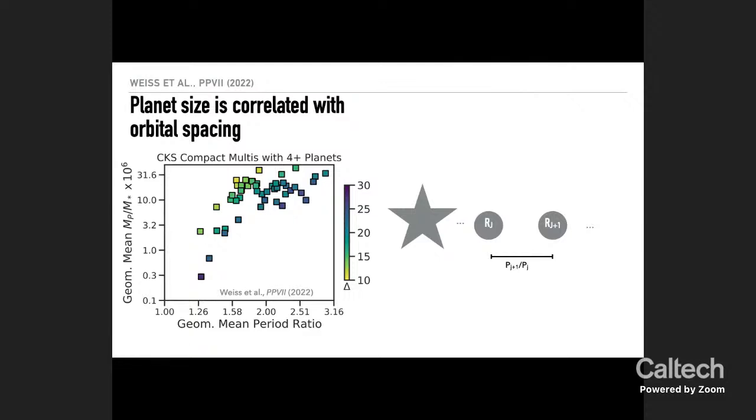Furthermore, we've colored the points by their mutual Hill radii. And what I hope you can see here is that the Hill radius is not actually a good predictor of this pattern. It's not something about the Hill radius that determines that the close planets should be small and the far apart planets should be big.